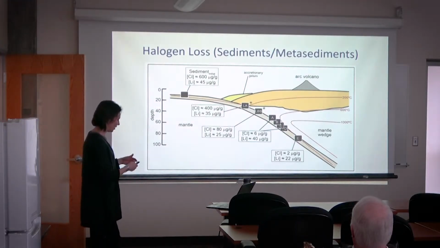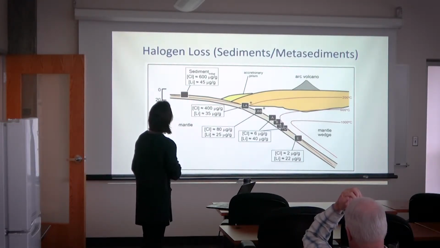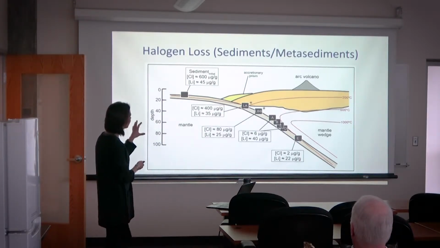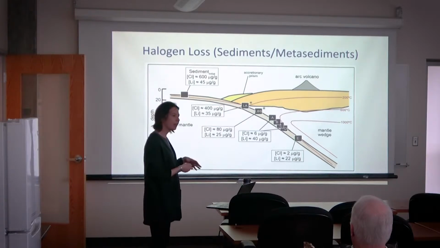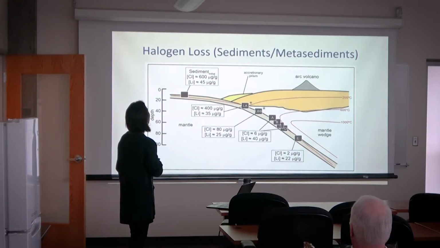This is some recent work that I've done with Greg Bebout, Sarah Penniston-Dorland, and Philippe Agard, looking at halogen loss through sediments and metasediments, looking at the Catalina schist, the schist of Estrella, and Marca Bianchi. Here we have a very schematic diagram of a subduction zone, but we looked at chlorine and lithium, average concentrations in seafloor sediments.